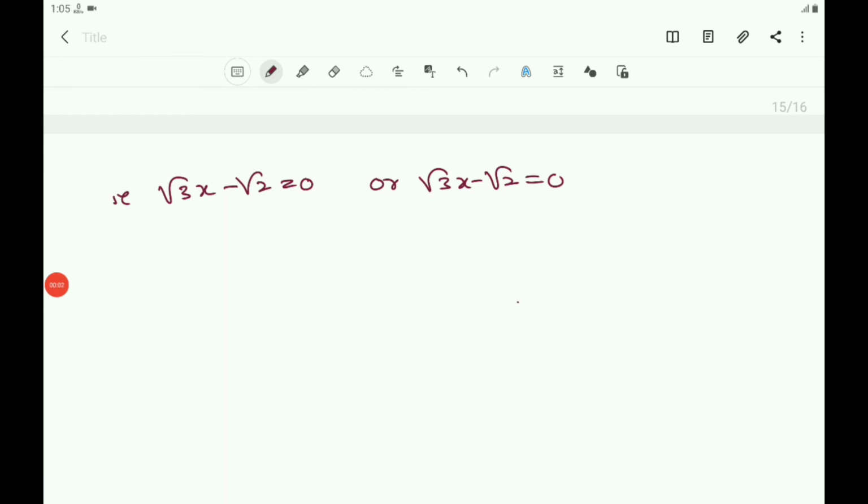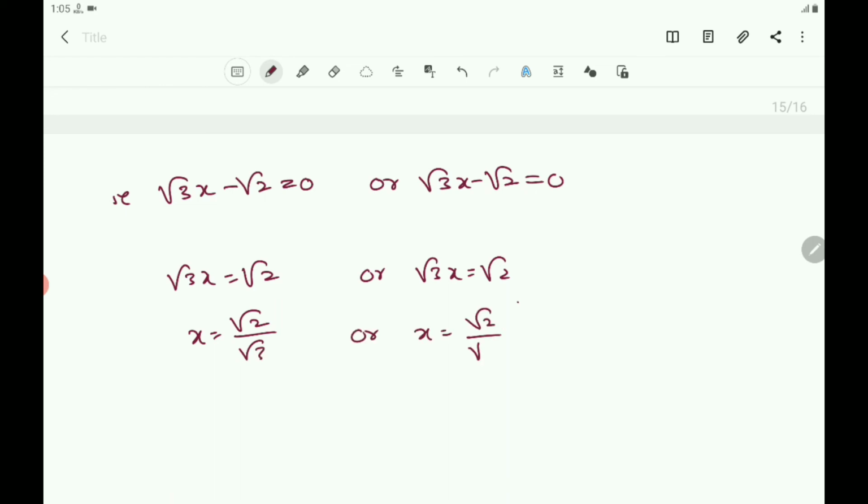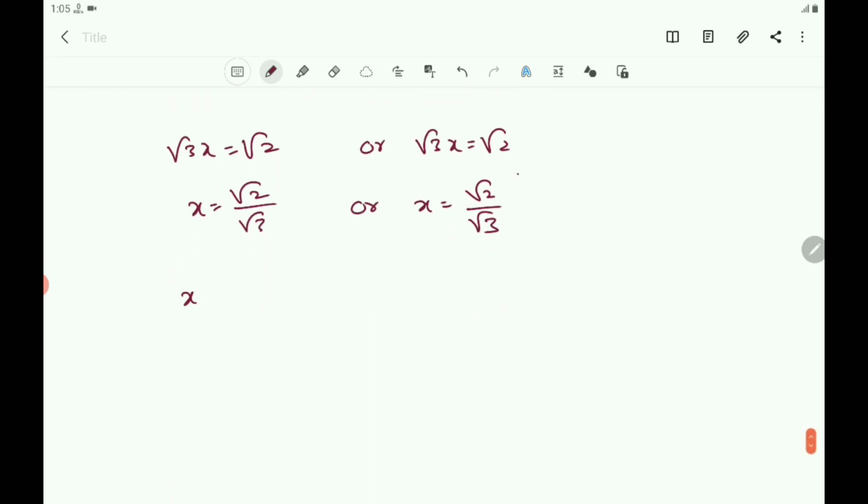Then solve the equation here. Both are same, that is root 3x equals 0 plus root 2, that is root 2. Here also root 3x equals 0 plus root 2, root 2. Then x equals root 2 by root 3. Here also x equals root 2 by root 3. That is nothing but x equals whole root 2 by 3, or x equals whole root 2 by 3. Here both the roots are same.